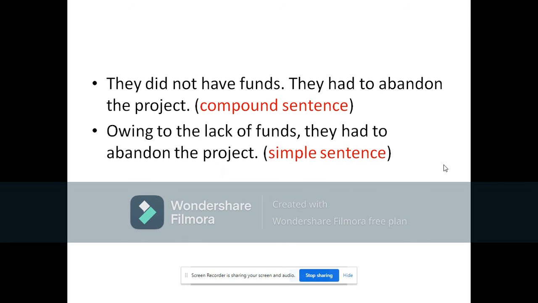Owing to the lack of funds, or because of the lack of funds, they had to abandon the project.